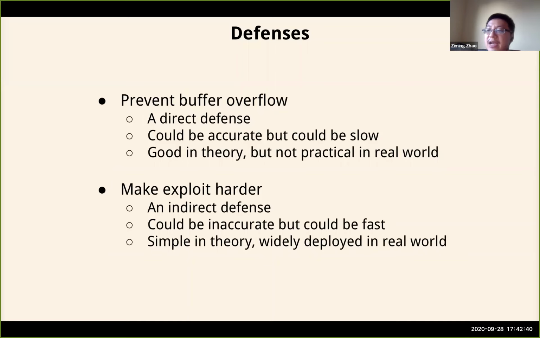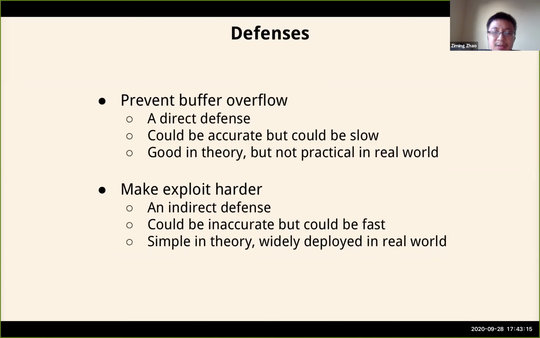And then the other category of approaches is where we somehow make the exploit a little bit harder. Those are called indirect approaches. Usually they are not that useful, but they are effective. The benefit of them is they are very fast. They are very cheap to implement, they are very cheap to run at runtime, and they are usually very simple in theory, and they are widely deployed in the real world. So all the defenses you have seen so far fall into this category.